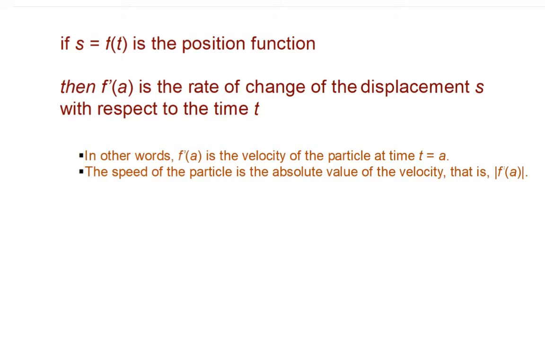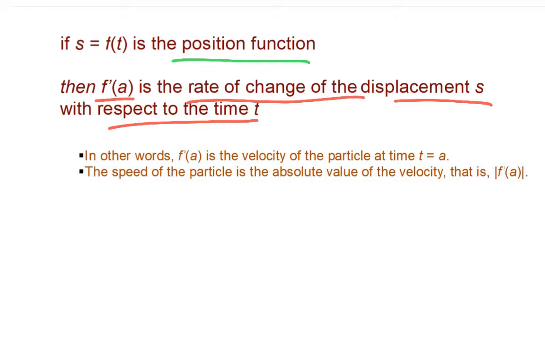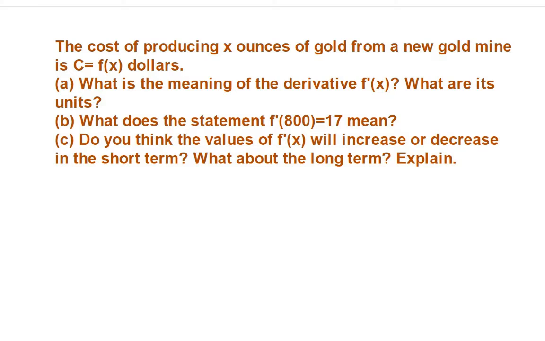So just a reminder that if s is equal to f of t, the position function, so distance is what it's talking about, then the derivative at a is the rate of change of the displacement with respect to time, so change in distance over change in time. So the derivative is the velocity of the particle at time a. The speed of the particle is the absolute value of that velocity. So velocity can go down, but speed is always positive. So let's look at a few problems.